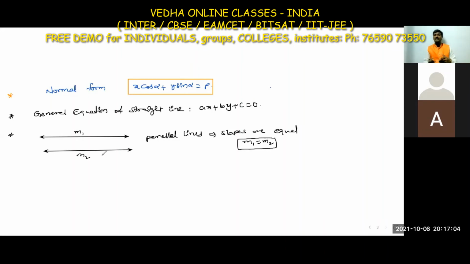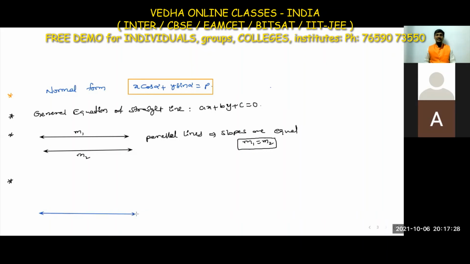What is the formula when the lines are parallel? m1 is equal to m2. Once again, m1 is equal to m2. If m1 is equal to m2, what is the condition? The two lines are parallel.